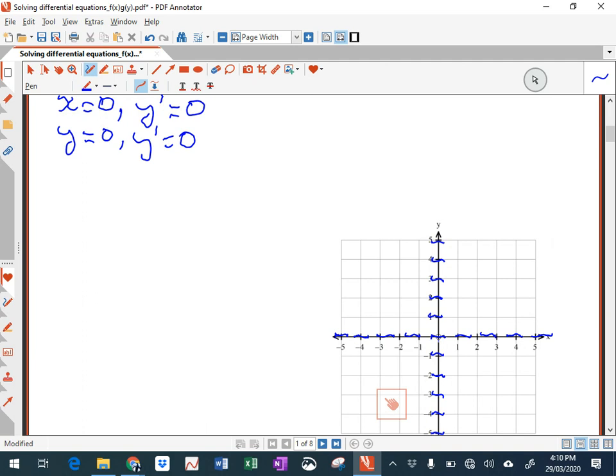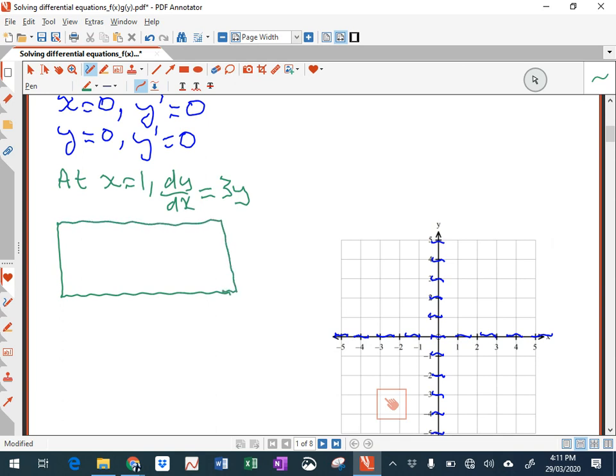Now, what else do we have? Something else we're going to look at is all the points along the vertical line x equals 1. Let's change pen colour. How about green. What can I say at x equals 1? If I substitute that into dy dx, I get 3 times 1 squared times y, which is just 3y. So what I would do is a table of values.